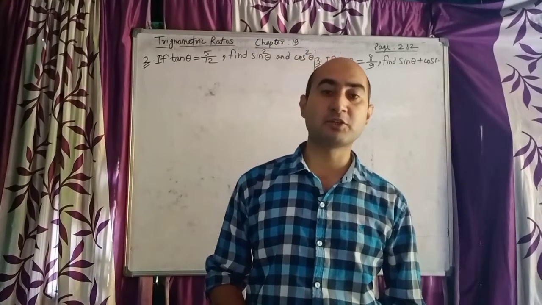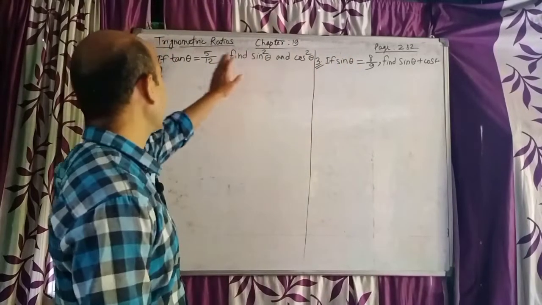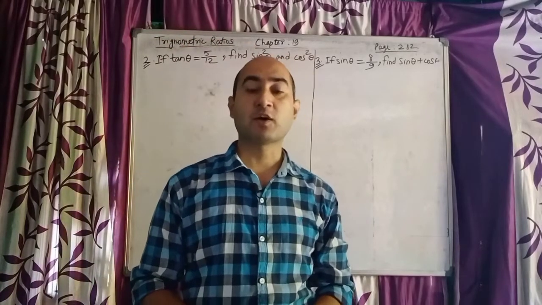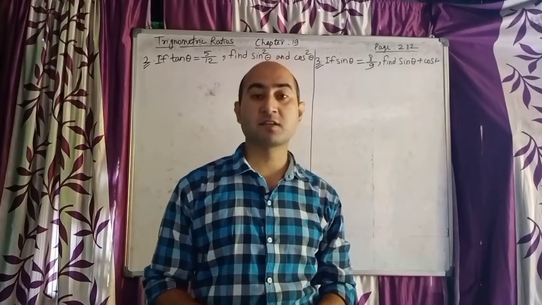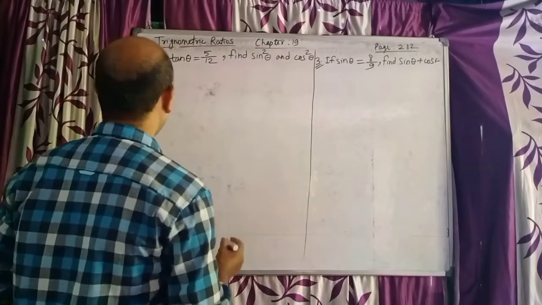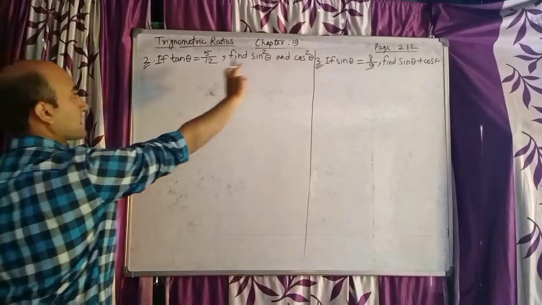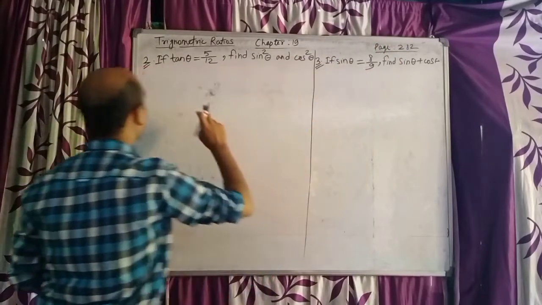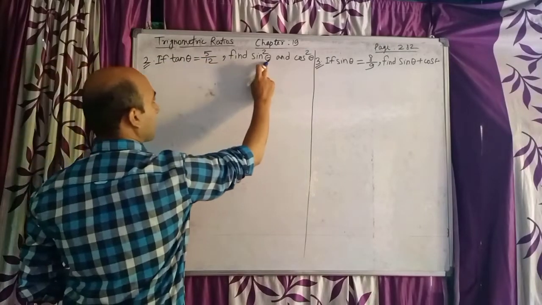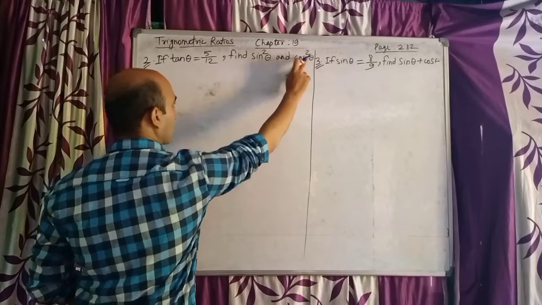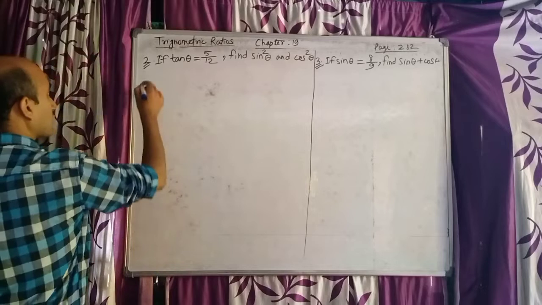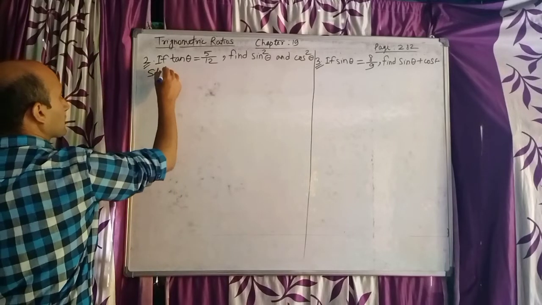So we have started a new chapter, chapter 19, trigonometric ratios. Already we have discussed one question in our previous class. So let us discuss the other two questions today. I have written question number 2 here, page number 282. If tan theta is 5 by 12, find sin square theta and cos square theta. A very easy question to discuss, children. So let us begin our solution.